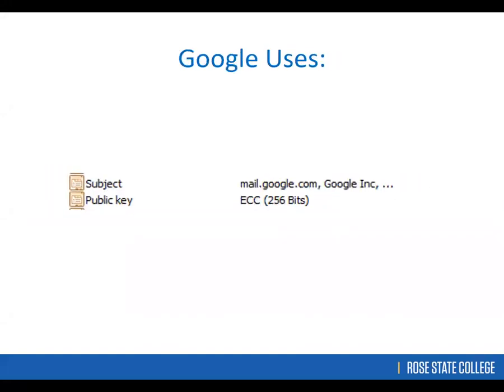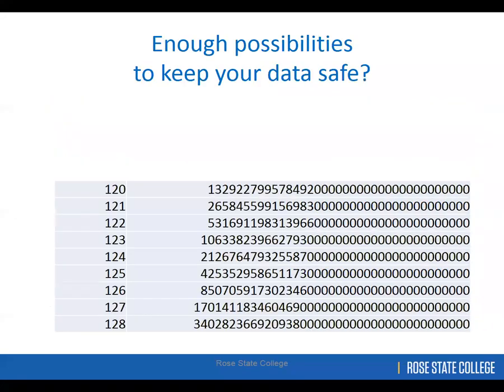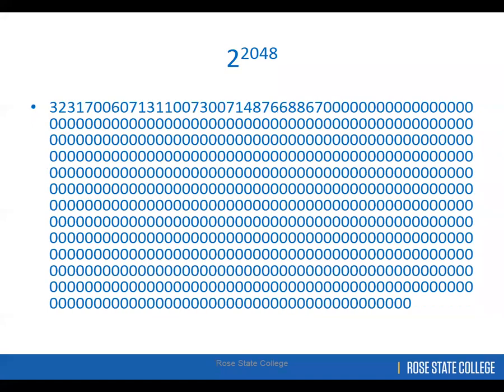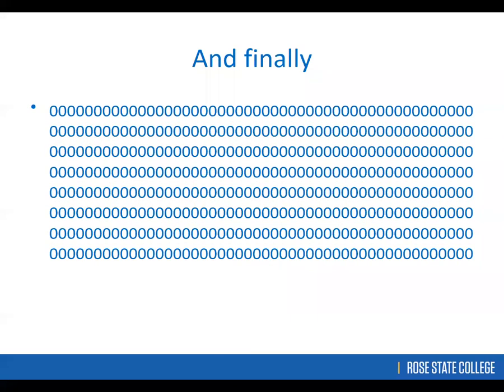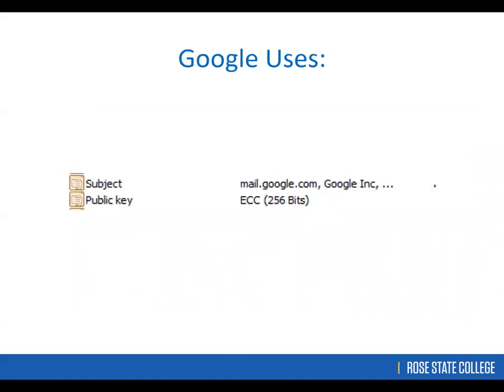Google always uses 256-bit. So let's compare. That's Rose State. There's 256. That or that? Which one would you think is better? 2048 is mine. So we're saying Rose State's better than Google.